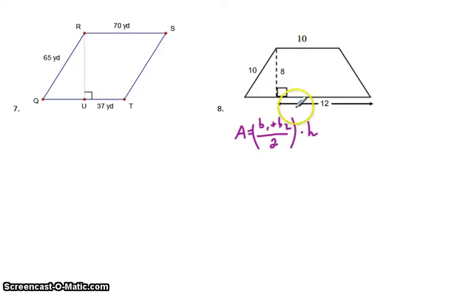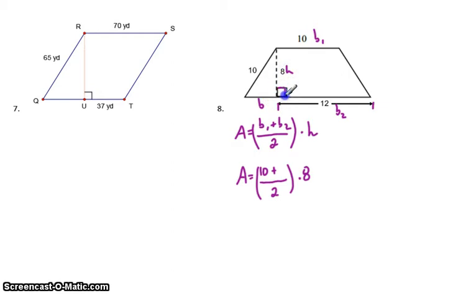Now looking at this, what information am I given? Well, I know that one of the bases is 10, so I'll put that in here. And the other base, you might be tempted to say the other base is 12 right here. But in fact, that's not the entire base. 12 is part of the base from here to here, but we don't know what this is. So I'm going to call this b for now, and we'll have to figure that out later. I'll leave that blank. Divided by 2. And what about the height? Well, I know the height is 8. So 8.